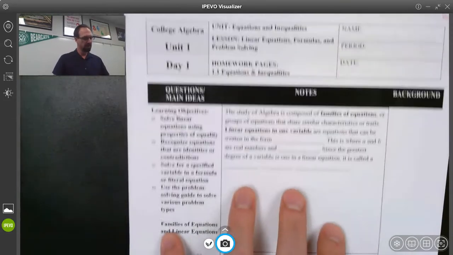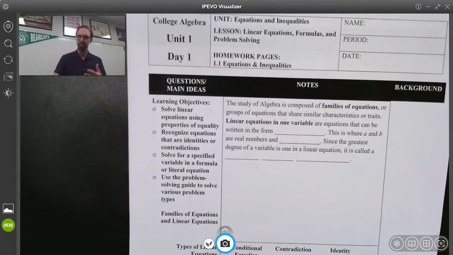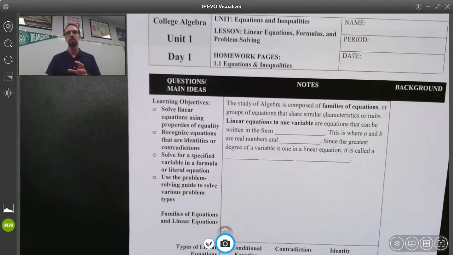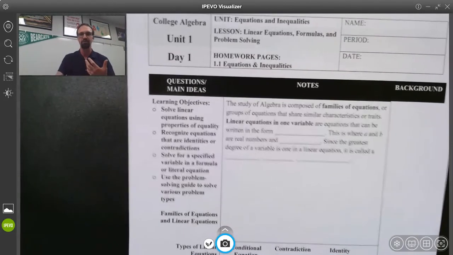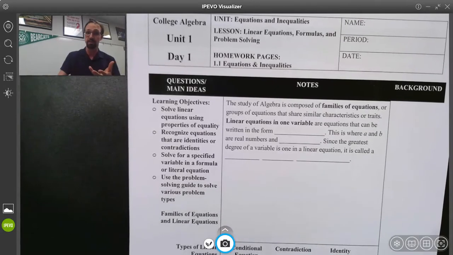So here, we're talking about the study of algebra. The study of algebra in and of itself is composed of families of equations. So really we're looking for groups of equations that share similar characteristics or traits.